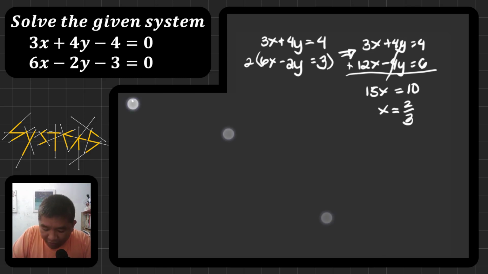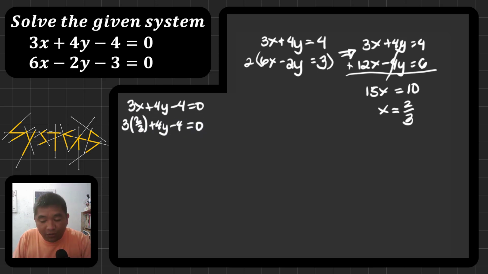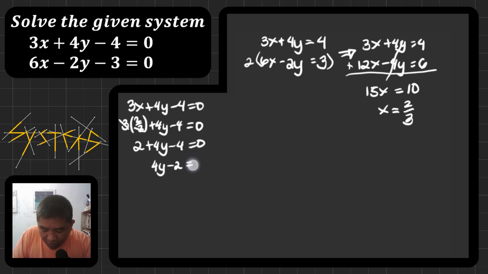So we will have here 3x plus 4y minus 4 is equal to 0. Simply substitute the value of x. So you have here 3 times 2/3 plus 4y minus 4 is equal to 0. Let's continue. Of course, you could multiply that. You have 2 plus 4y minus 4 equal to 0. 4y minus 2 equal to 0.